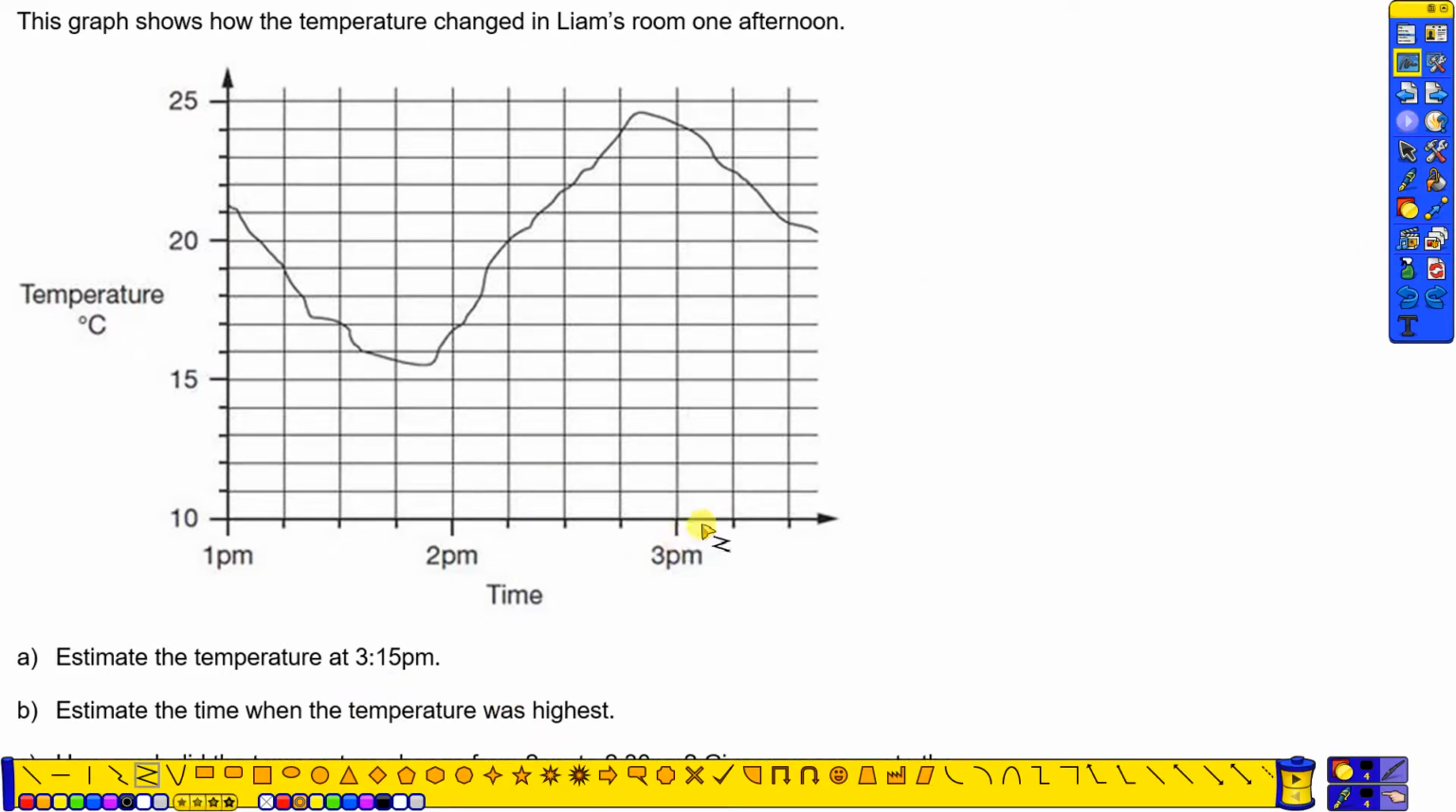And we need to estimate the temperature. So let's draw a line up from 3:15 and then a line across. And now we need to read this scale here. So we have temperature labelled between each 5 degrees of temperature, there's 5 lines, so each of these lines is 1 degree, so 20, 21. It's between 22 and 23, so I would estimate the temperature at 22.5 degrees.